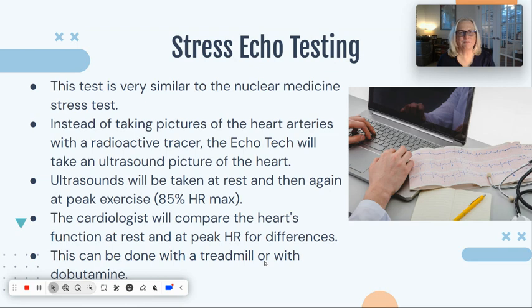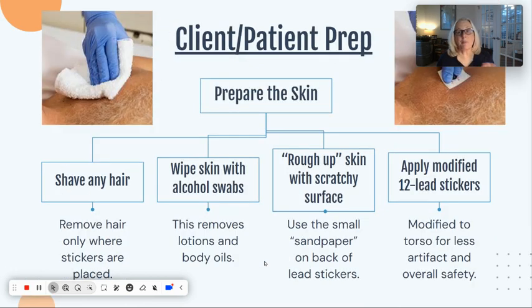All right, so when we prepare the skin for this, and we did talk about this in class last week, we have to shave any hair that's there. So I'm hoping my guys have shaved their chests so we don't have to. We only remove the hair where the stickers are placed. You are going to wipe that area with alcohol swabs. We're wiping off any natural body oils, any sweat, any lotion that person might have put on that day.